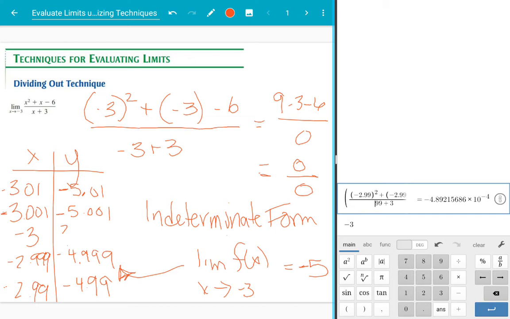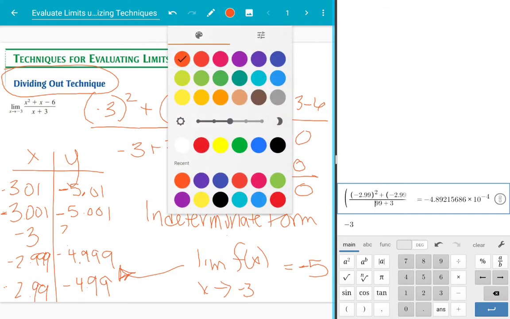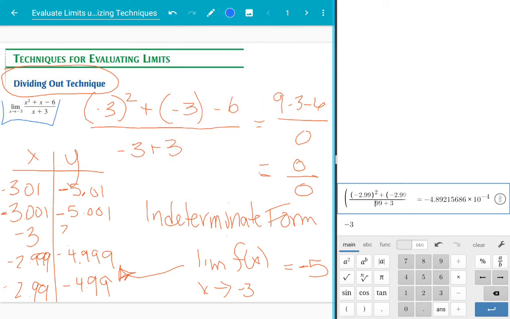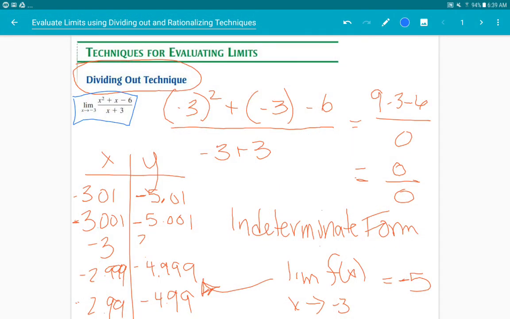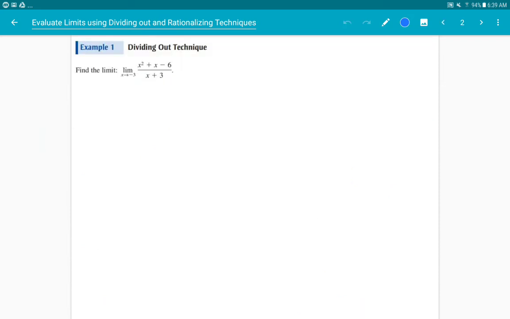Now, we don't always want to use the table because it just takes kind of long when we do it often. So dividing out technique is what I'm going to show you. We'll do the same problem using the dividing out technique. What I want you to realize here is that this function is actually a rational function, and we could probably simplify that. So that's what we're going to do in the next slide, algebraically, and let's see how the limit works then.